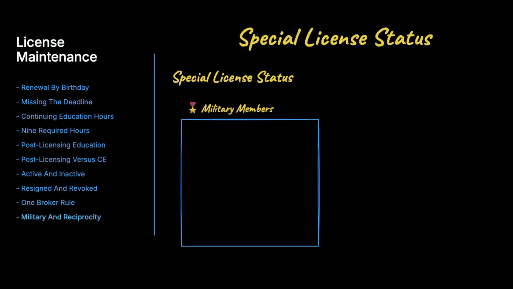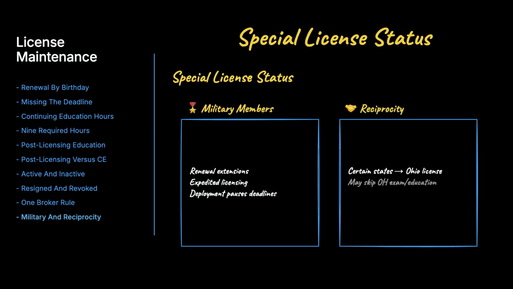2 special situations round out license status. Ohio law gives active duty service members and their spouses renewal extensions and expedited licensing, including pausing deadlines during deployment. And reciprocity lets licensees from certain states get licensed in Ohio, sometimes without full Ohio education or the state exam. A non-resident must file irrevocable consent to Ohio suit and service.